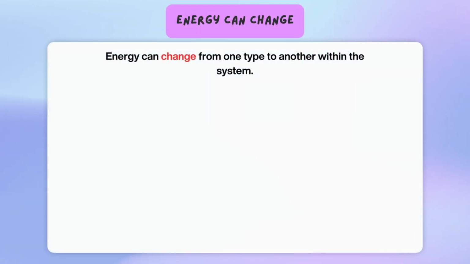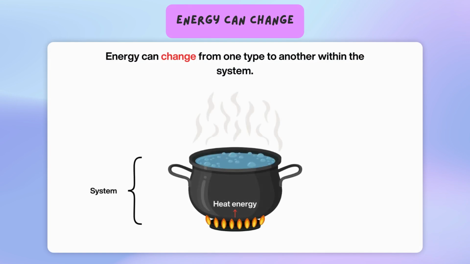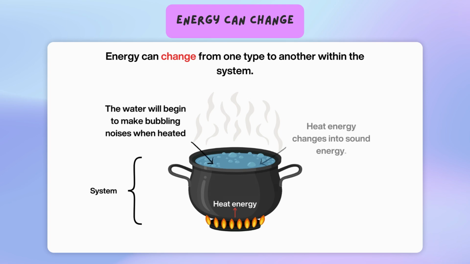Secondly, energy can change from one type to another within the system. For example, when heating water in a hot pan, the water will begin to make bubbling noises. In this case, heat energy changes into sound energy. We will develop our understanding of kinds of energy in future lessons.